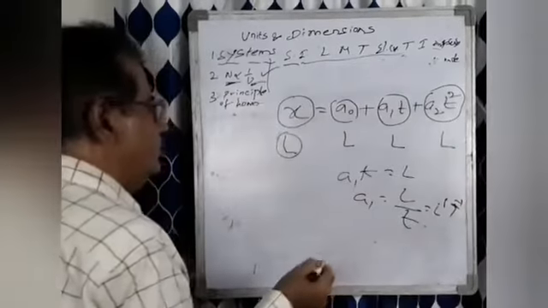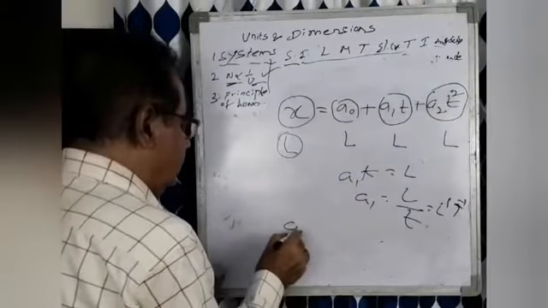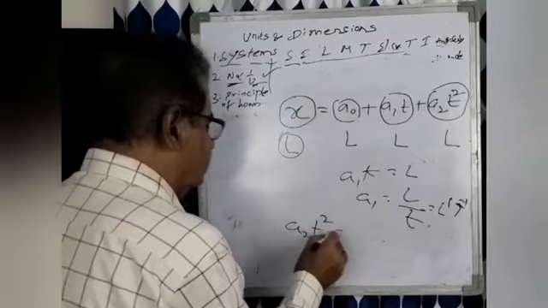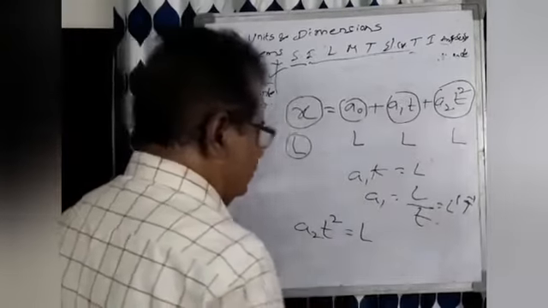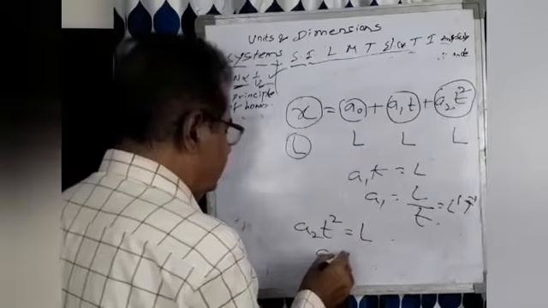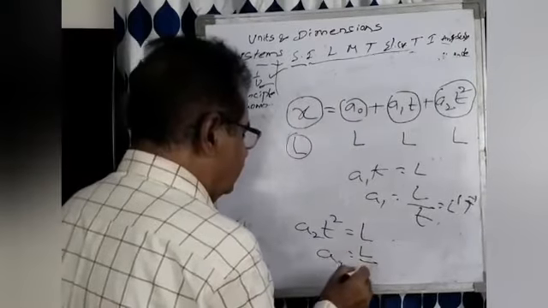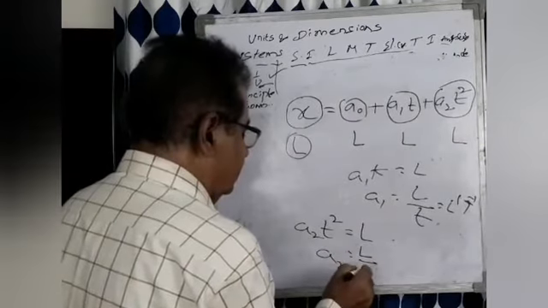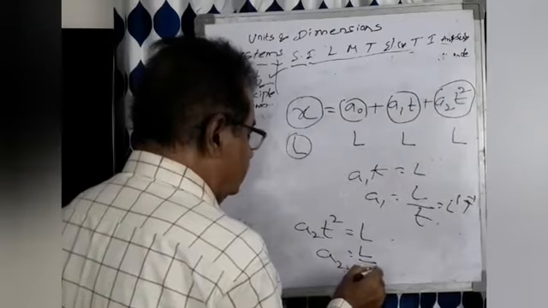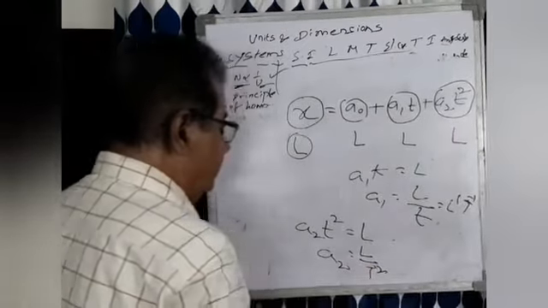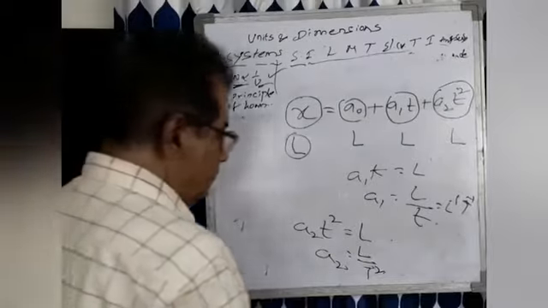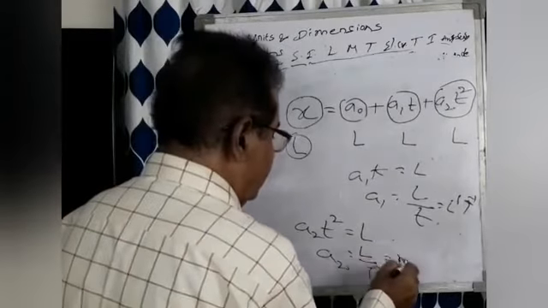What about A2? A2 T square is also length here. All should be lengths. But what is A2? T square comes to the denominator. So L by T square. What is L by T square? Acceleration. Meter per second square.